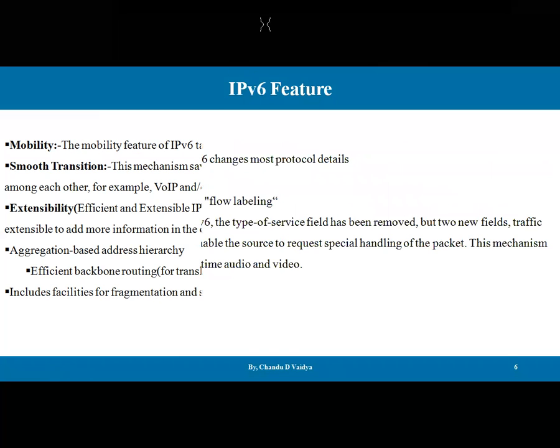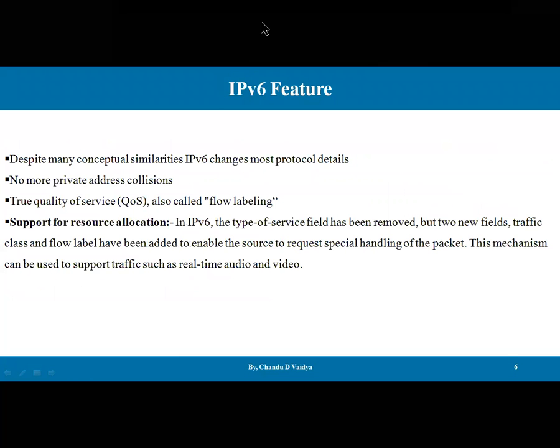Let's talk about other features. Despite many conceptual similarities, IPv6 has changed most of the protocol details. So most of the changes have been adopted here. No more private address collision: this was a problem in IPv4, but here that problem has been solved because we have plenty of addresses available. Initially, a private address used in one organization could be used in another organization. It was possible, but here that problem has been solved.